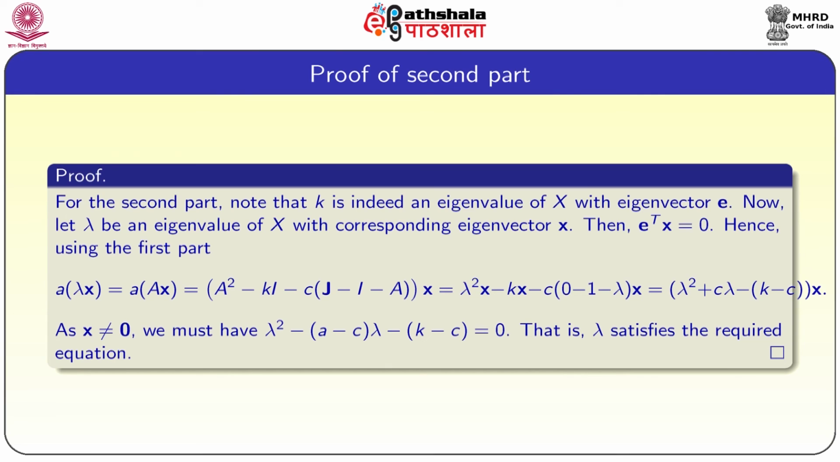Now, the proof of the second part. For the second part, note that k is indeed an eigenvalue of X with an eigenvector e. It is because strongly regular graphs are already regular. So here we are assuming it is a k-regular graph, hence we have this.